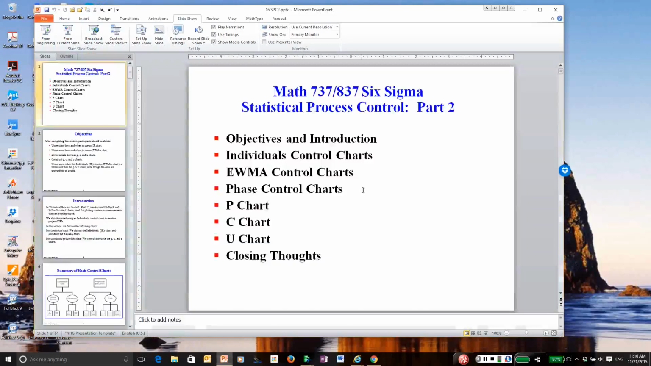Hello, this is a continuation of the statistical process control notes for continuous improvement, and this is really going to build on what we just discussed in part 1. So I'm going to go ahead to slideshow.